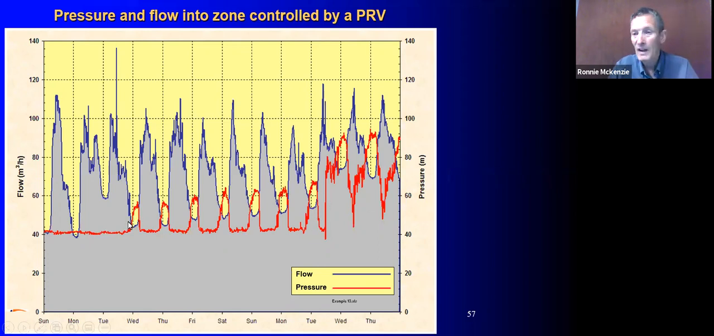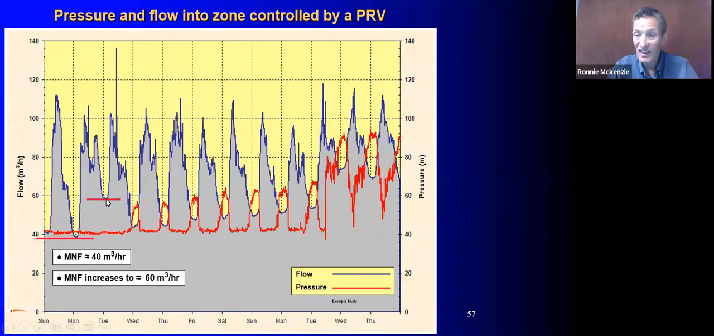What's happening? Look at the minimum night flow. We start off at 40, and suddenly it's up to 60. So we've had a burst pipe, okay? There's your burst pipe there. It then gets repaired. So we repair the burst pipe. It was a mains burst. 20 cubes an hour is quite a big mains burst. We repaired the pipe. You can see the minimum night flow now drops back down, not quite to 40 where it was. So it's a bit higher.